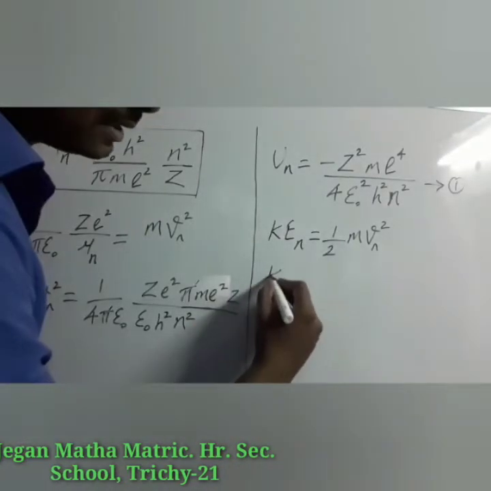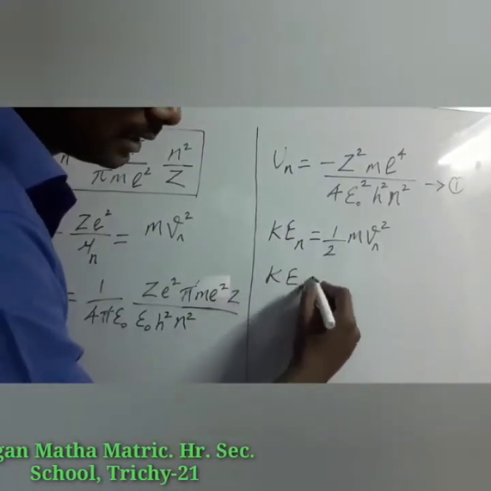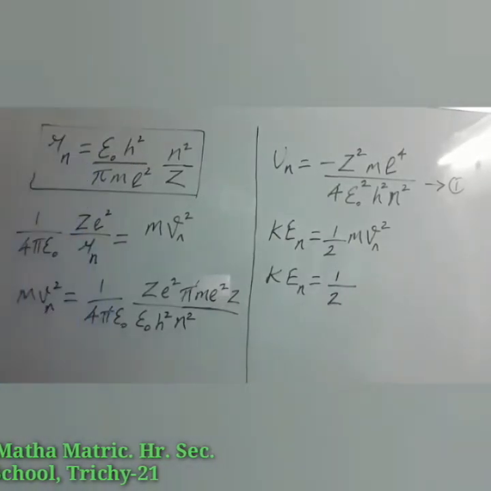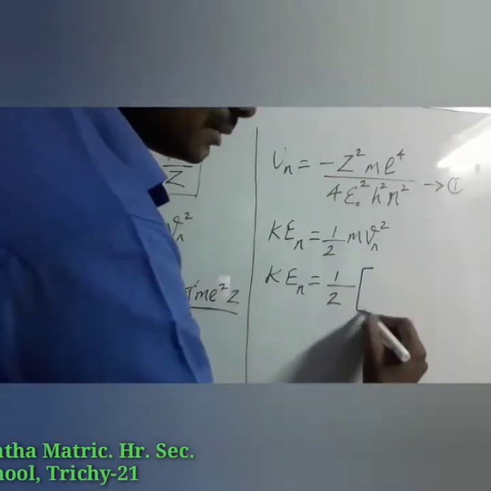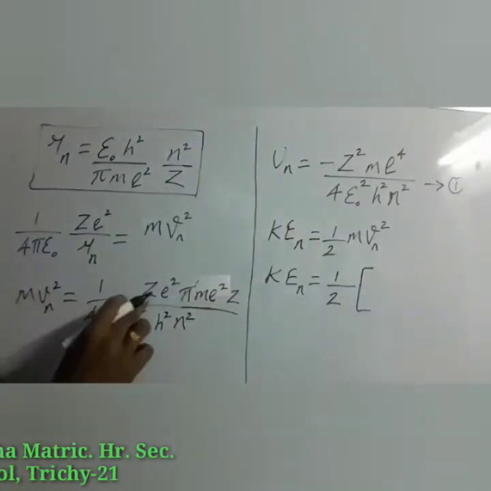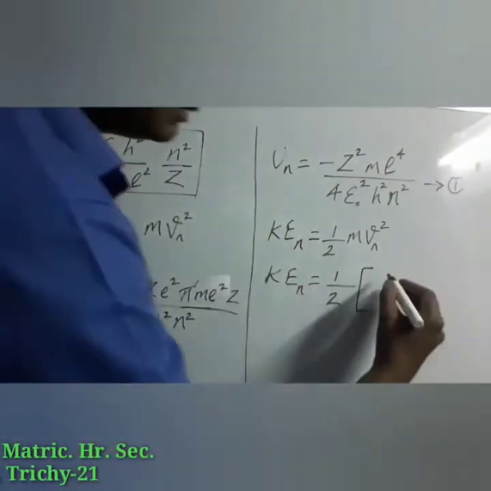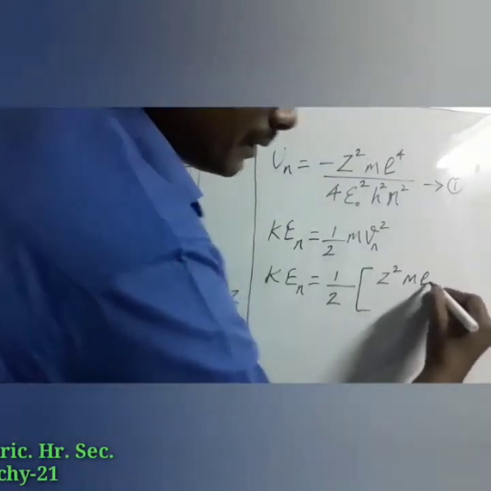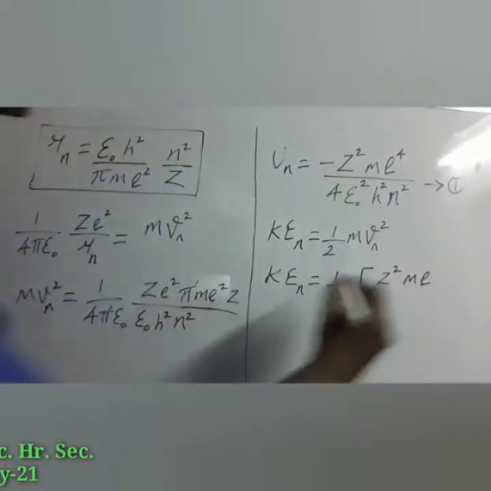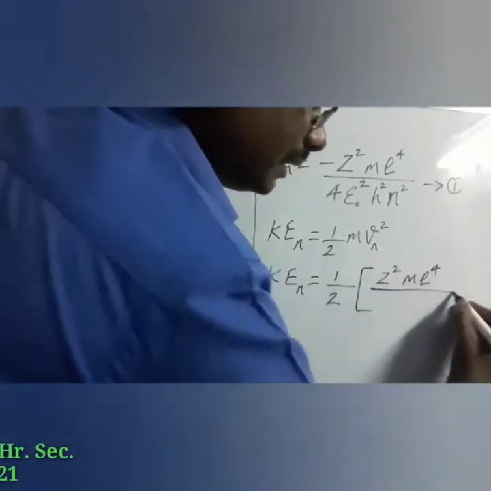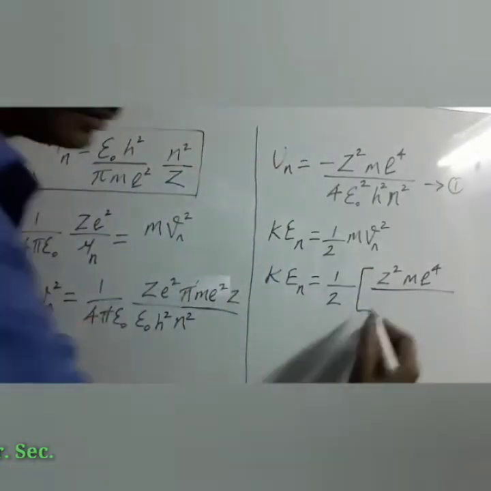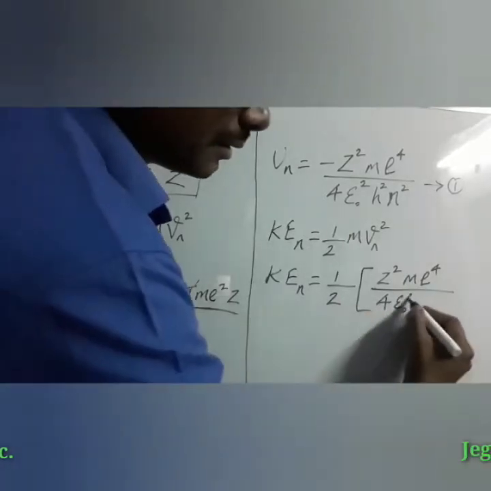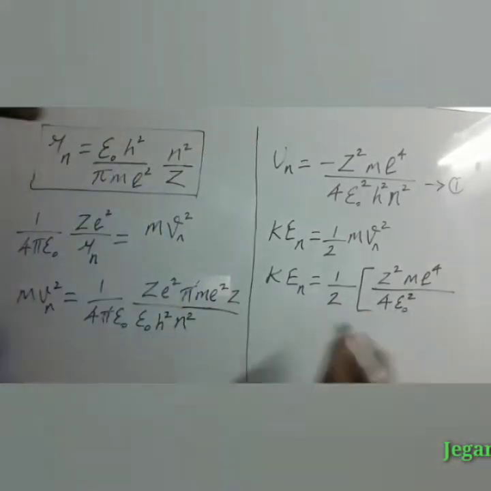So kinetic energy of an electron in the nth orbit is equal to, as per the formula, 1 by 2, within a bracket we substitute the value of m vn square. So Z square m e power 4 divided by 4 epsilon naught square h square n square.